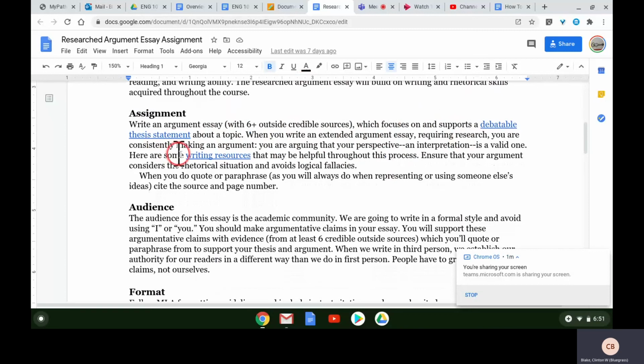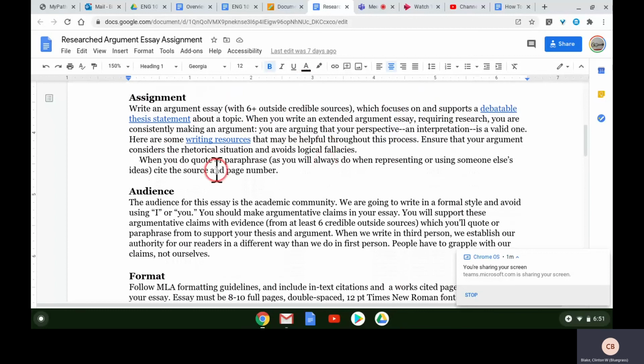So here are some writing resources that may be helpful throughout the process, and there's a writing resources folder at the top of the Blackboard page. Please use those throughout the process. Ensure that your argument considers the rhetorical situation and avoids logical fallacies. When you do quote or paraphrase, as you'll always do when you represent someone else's ideas, make sure you always cite the source and the page number, right?